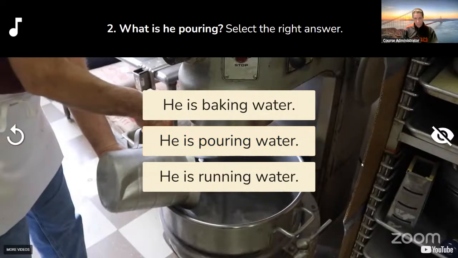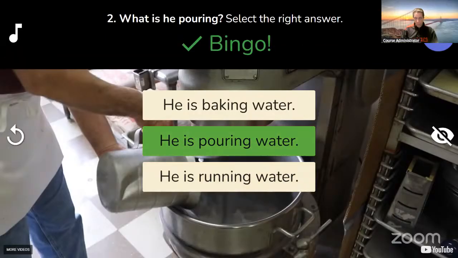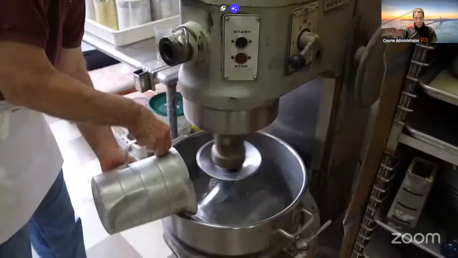Okay, so the correct form would be the water. So we're focusing on the object in this case. Water is being, because it's happening right now, water is being poured into the, I suppose you could say, the container. So the water is being poured. That's the first step in the process of making pizza.